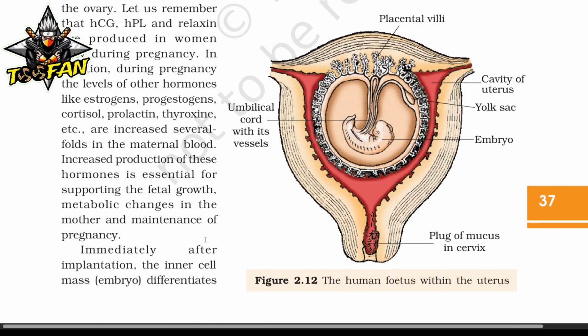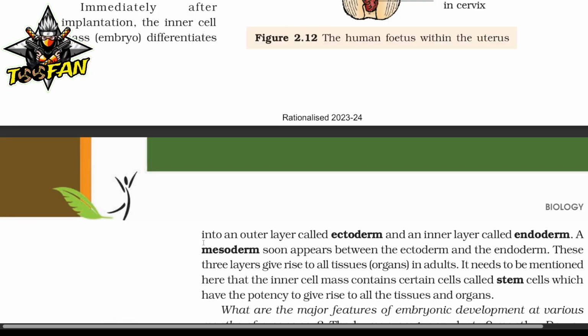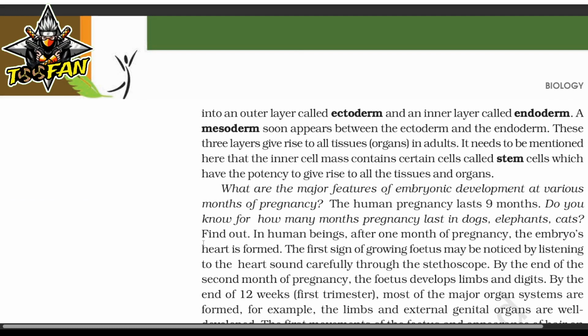of the pregnancy. Immediately after implantation, the inner cell mass differentiates into an outer layer called ectoderm and an inner layer called endoderm. A mesoderm soon appears between the ectoderm and endoderm, and these three layers give rise to all tissues in adults. It needs to be mentioned here that the inner cell mass contains certain cells called stem cells, which have the potency to give rise to all the tissues and organs.